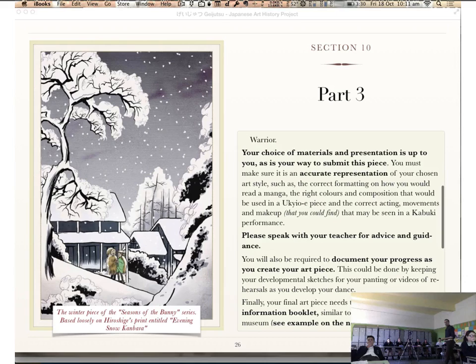Okay? You know when you go to the gallery and there's a piece of artwork? Okay, they generally have like a little booklet. And the booklet will say, this is the artwork, this is what the artist did, this is when he made it, this is how he made it, and it talks about stuff like that. You're making one of those as well for your art piece.